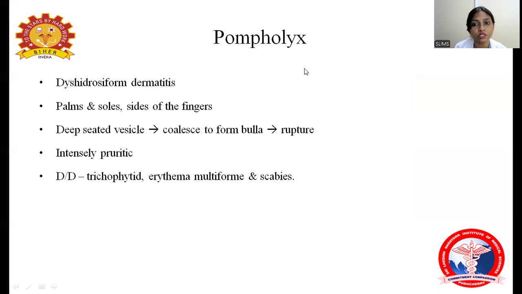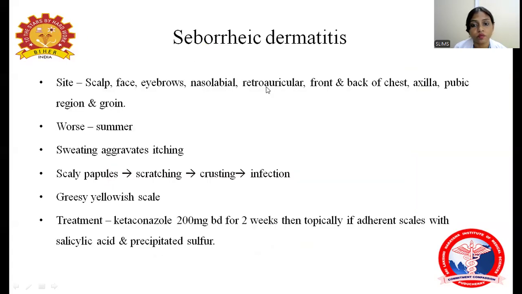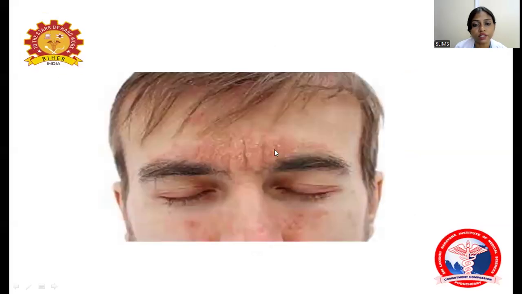Pompholyx is a type of both exogenous and endogenous eczema. It produces deep-seated vesicles over the palms and soles. Here you can see multiple deep-seated vesicles. This is called a sago grain appearance. Coming to seborrheic dermatitis, where you can see erythema, vesicles, papules, scaling over the seborrheic areas, that is the T area of the face, nasolabial fold, eyelids. When it involves eyelids, it is called blepharitis.